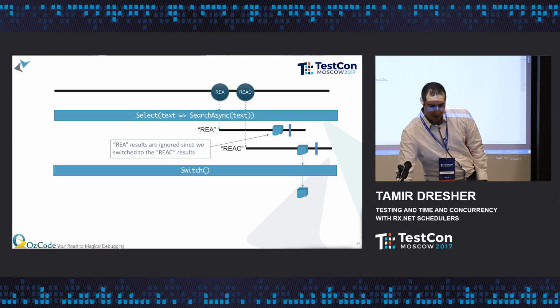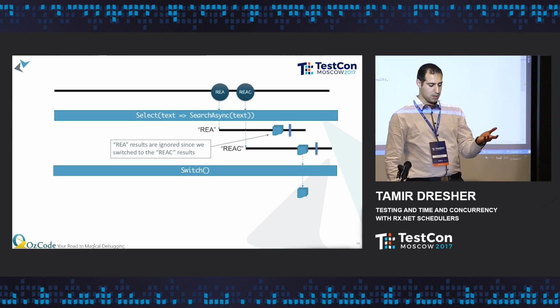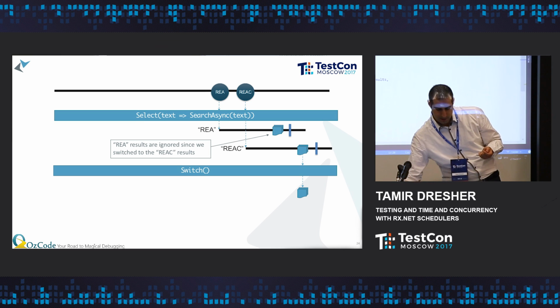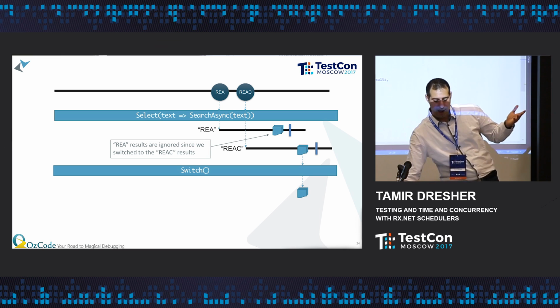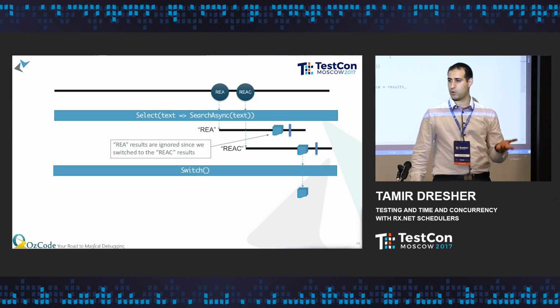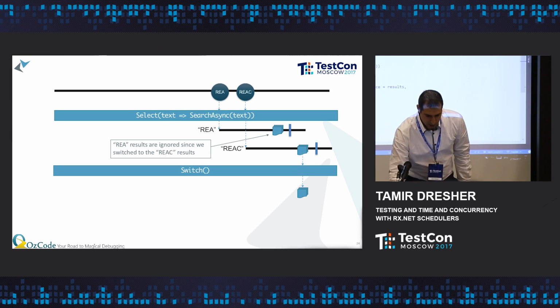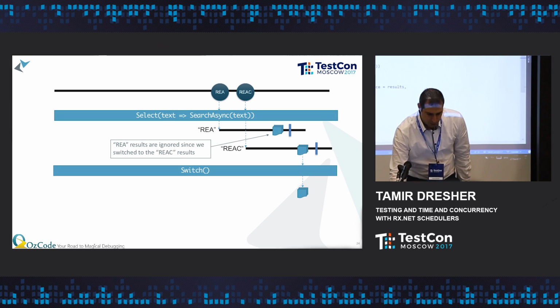Then I added the where operator, and the where operator does filtering. So I got the text that was emitted by the observable, and I'm just checking that the length of this text is at least 3 characters. Okay, so this by now we know. This is much more complex.